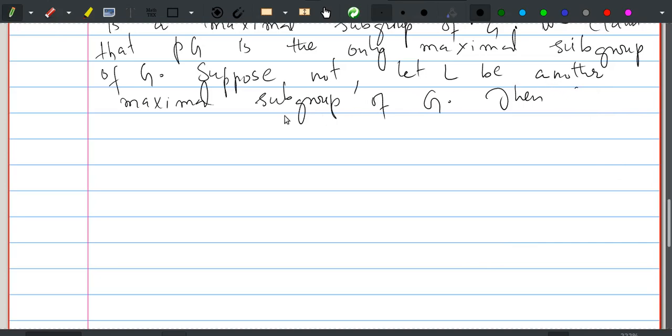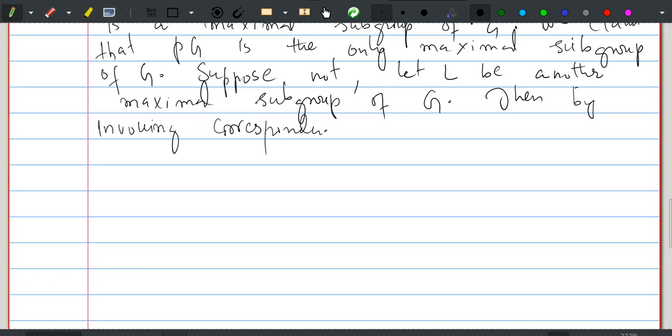So L is a maximal subgroup of G, then by invoking the correspondence theorem, G mod L is simple. I mean it has no proper subgroup. For if it has a proper subgroup, then G has a proper subgroup which contains L properly, but that is not the case because L is maximal in G. So G mod L is simple. Now G mod L being simple and abelian, its order must be a prime.